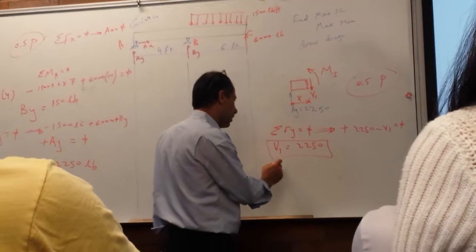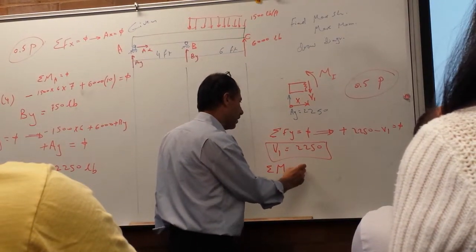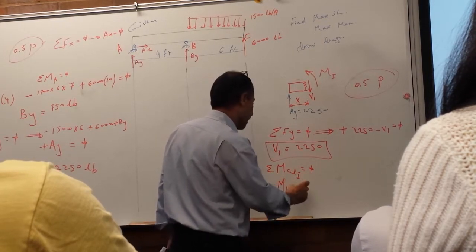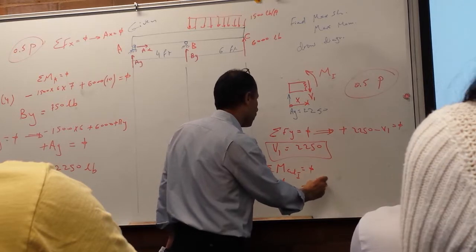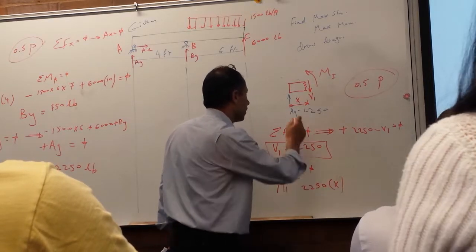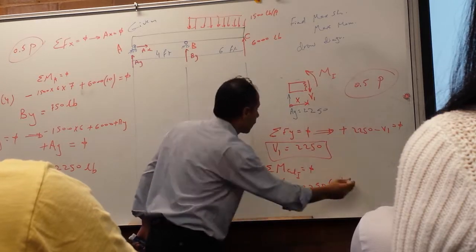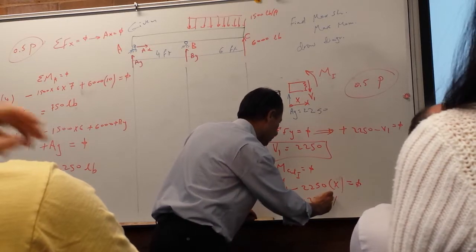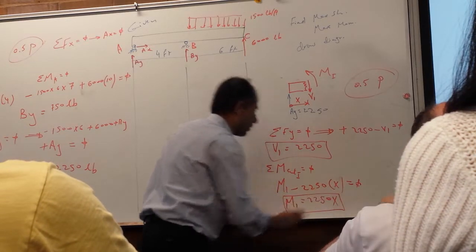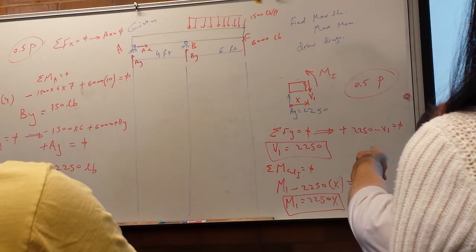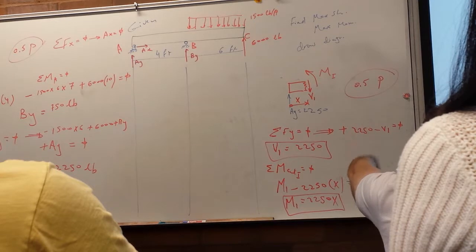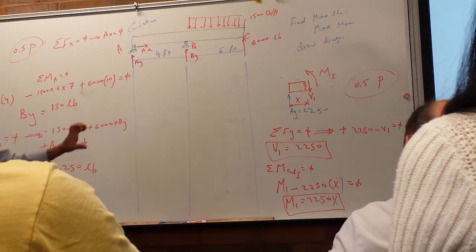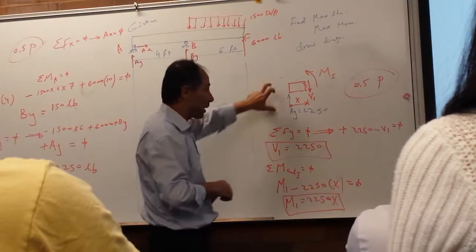Sum of the moment at cut 1 equals 0. I have M1 positive, and I have 2,250 times X, going this way is negative, equals 0, so M1 equals 2,250X. Can we write just sum of forces Y equals 0 and then go right down and say V1 equals 2,250? Yes, we can skip writing out the whole equation. Something simple like that is okay.